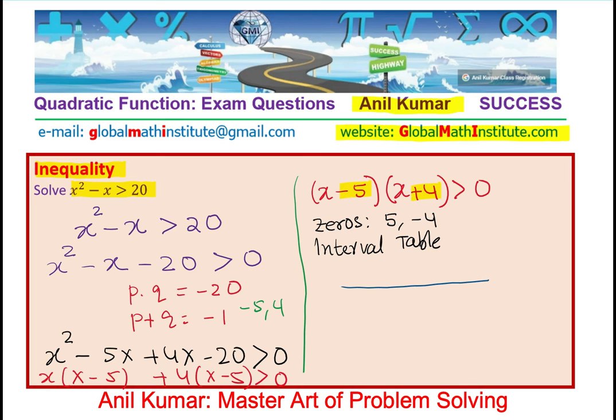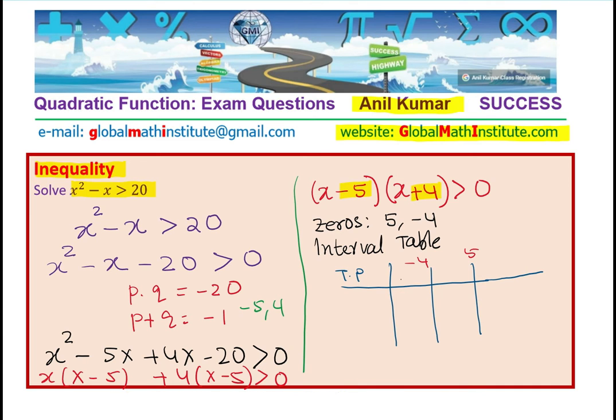We are going to test the values within the intervals from minus infinity to minus 4, and then from minus 4 to 5, and then till infinity. To test, we'll take test points in each interval. Less than minus 4, we could take minus 5. Between minus 4 and 5, we can take 0. And after 5, we could take 6.